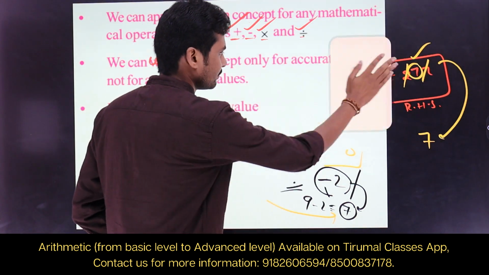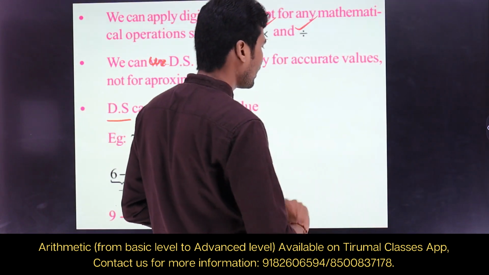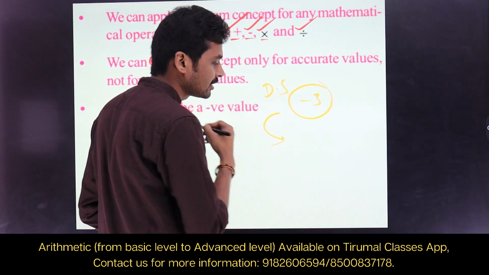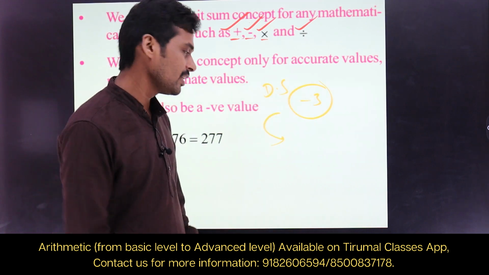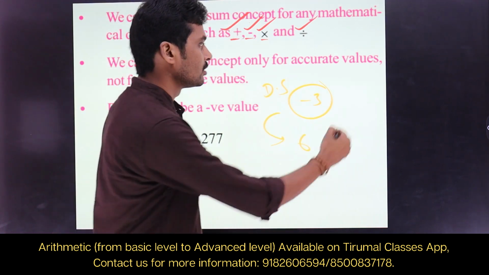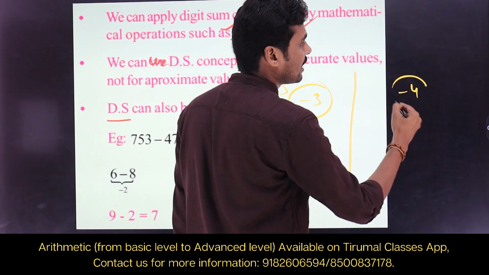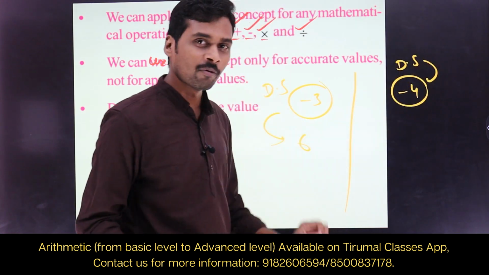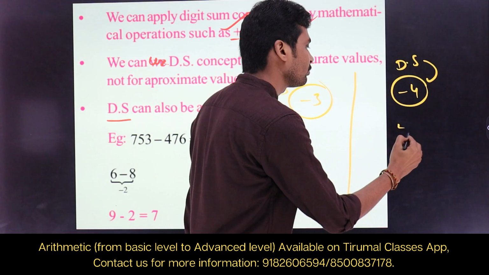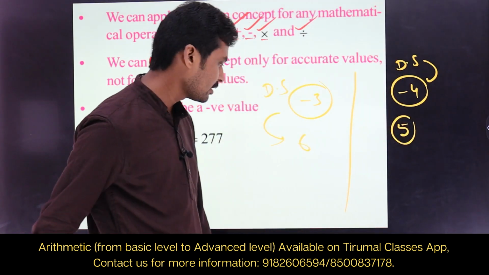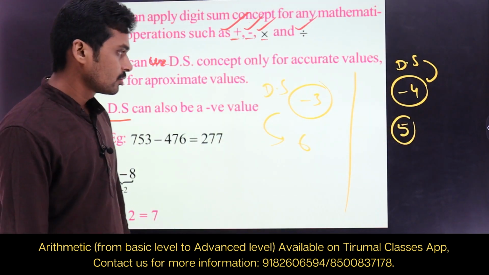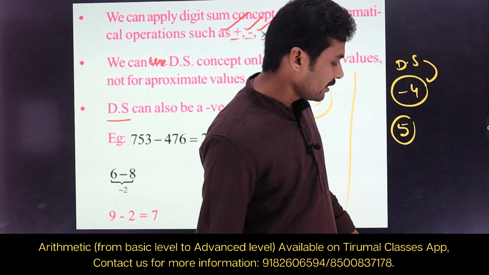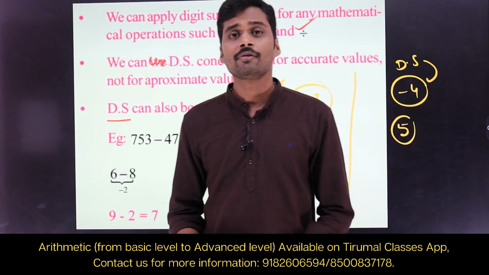So you can get anything. Let's say I get minus 3 as a DS. Then what is the positive DS value? 9 minus 3 is the positive value. Right? Similarly, if I get DS value as minus 4, then what is the positive value? 9 minus 4 is 5. 5 is the positive value. Okay. So this is the next property we have to remember, and these are the points we need to remember.